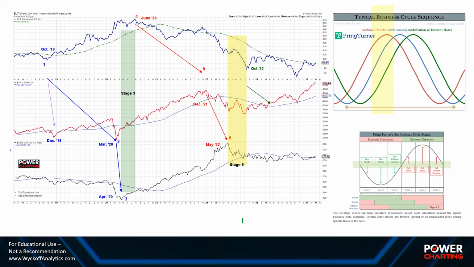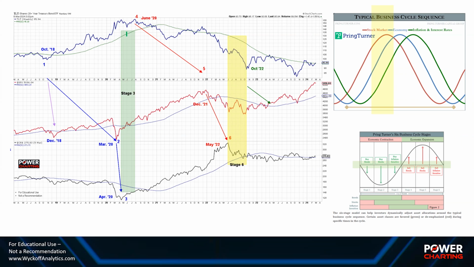But this is my dear friend Martin Pring, who developed this a number of years ago. The six stages are the six stages of the business cycle, in order of the asset classes that tend to perform well as you go through these six stages. I'm not going to spend the time defining these stages here, but by going to Martin's great blog posts, you can learn much more about this.